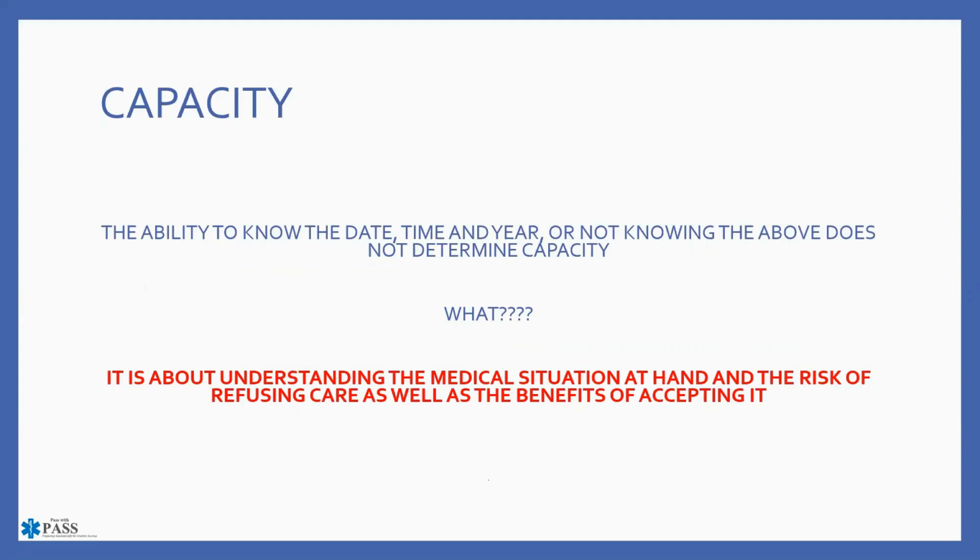So the ability to know the time, date, and year, or knowing the above, does not determine capacity. And when I was looking through here, it's kind of like, what? But after I thought about it, it really does make sense. In order for us to truly get a refusal from the individual, it is about their understanding of the medical situation at hand. Now, if they're not alert to person, place, time, and event, then clearly I think we can say that they don't understand the medical situation at hand. But just because they are alert to person, place, time, and event, that still does not mean that they understand the medical situation at hand.